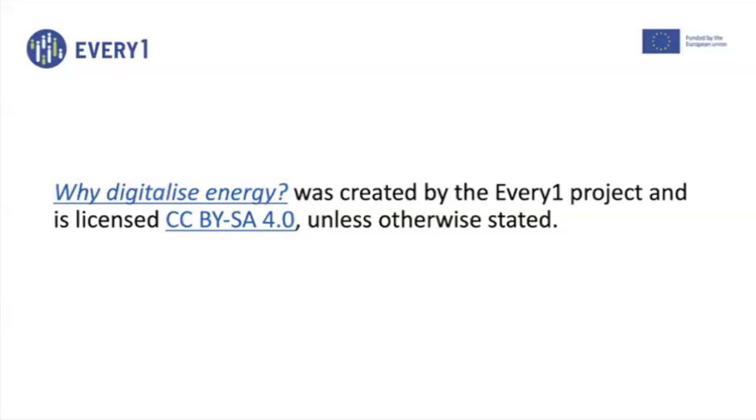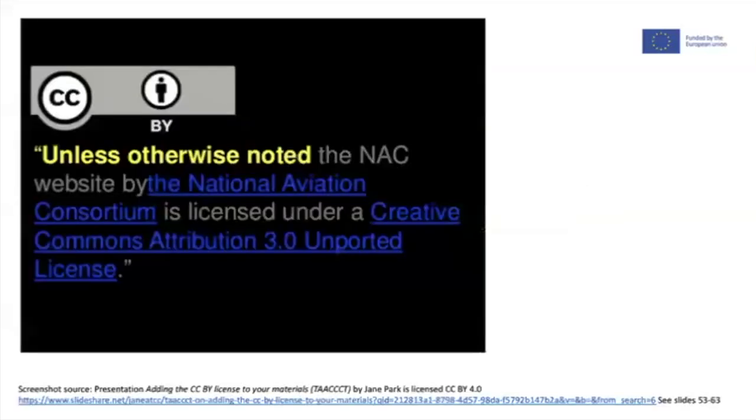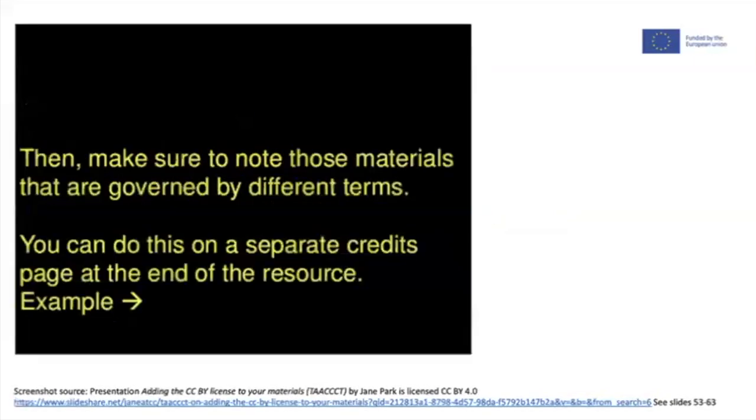So the unless otherwise stated makes it clear to anyone who sees the attribution statement for the course that we are including other assets in there and that they are not necessarily on the CC BY Share Alike 4.0 license. You can see another example here. This is the National Aviation Consortium, and they've used the caveat unless otherwise noted at the start of their overall attribution statement for this material.